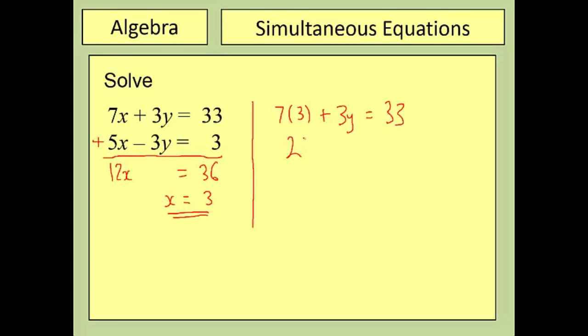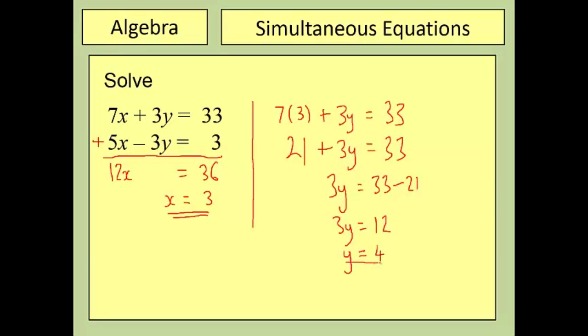And then I go ahead and solve this. Well, 7 3s, that's 21, plus 3y equals 33. And then I'll subtract 21 from both sides. If I subtract it from this side, it cancels out. So I've got 3y. And if I subtract it from the other side, I write 33, subtract 21. And then 3y equals, well, 33 subtract 21, that's 12. In which case y must equal 12 divided by 3, which is 4. So the solution to this one is x equals 3, y equals 4.